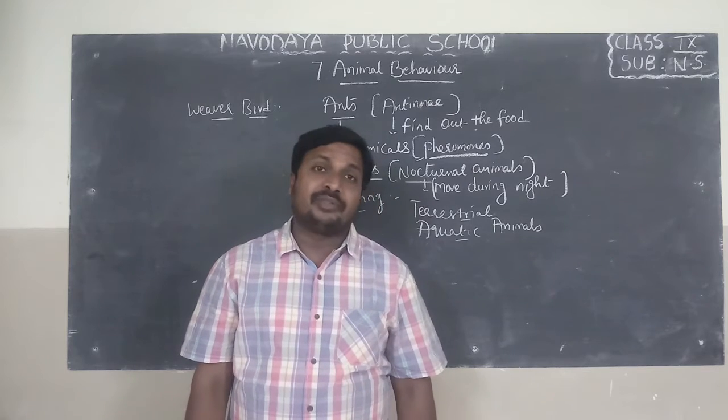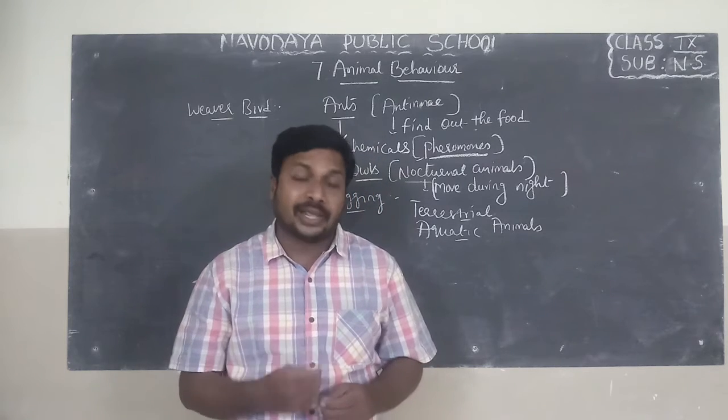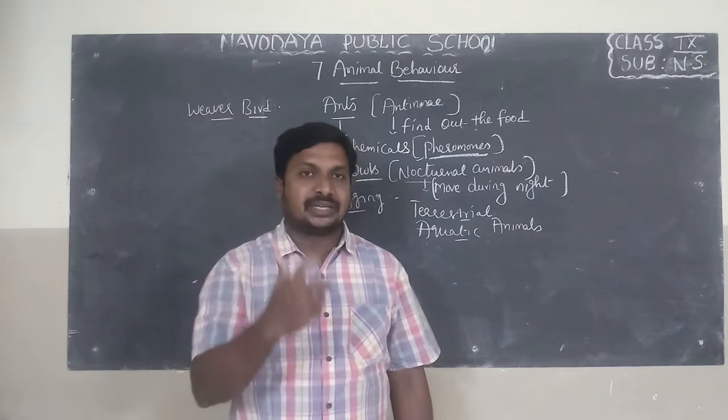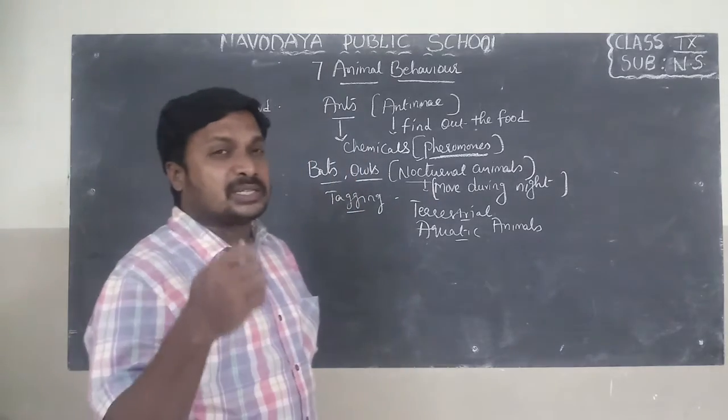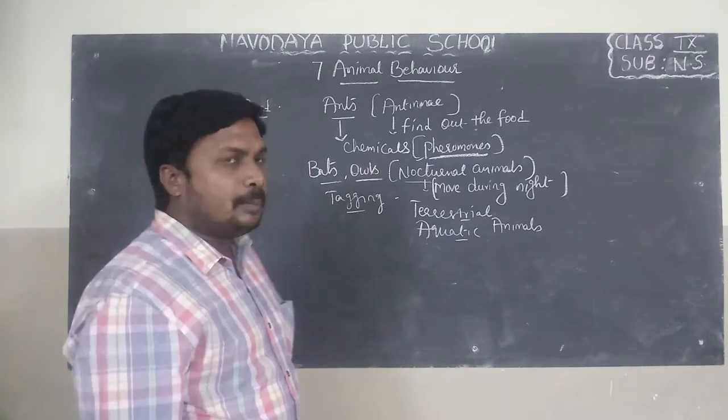Some birds will make their nest with the help of grass, leaves, and broomsticks. Broomsticks means sheep propeller. That is the interesting behavior of some birds.